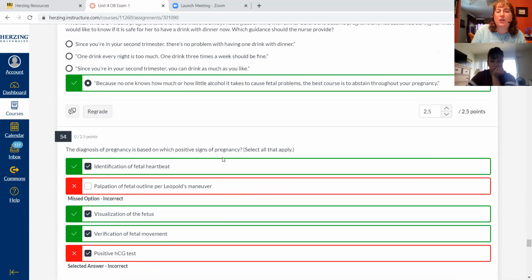Okay, so positive signs of pregnancy. We got identification of the heartbeat, visualization of the fetus, verification of fetal movement. This should have been the other one, palpation of fetal outline per Leopold's maneuver. So when you say positive signs of pregnancy, this all has to do specifically with the fetus. Everything that you look at is specific to the fetus.